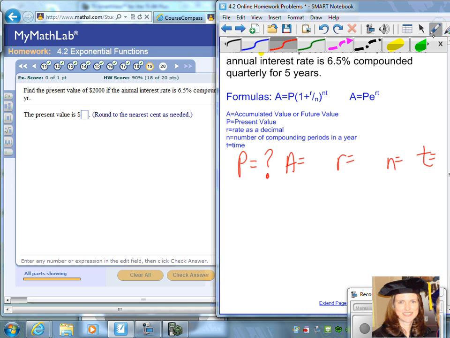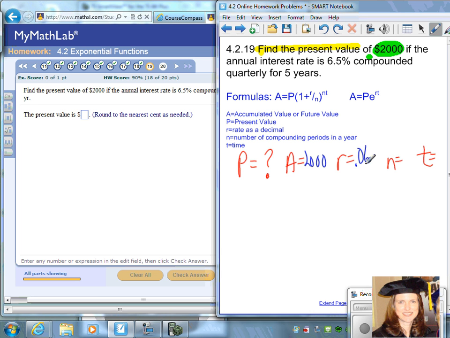The first number given here is $2,000. That's the amount of money you're going to be accumulating at the end of the term. So 2,000 is your accumulated value. The rate is 6.5%. Write it as a decimal, 0.065. Move that decimal place over 2 spaces and fill in that space with a 0.